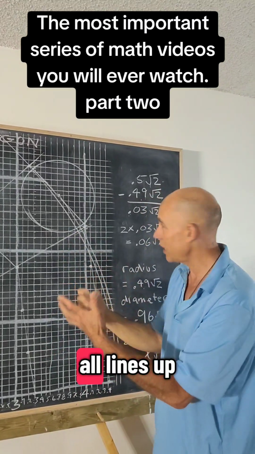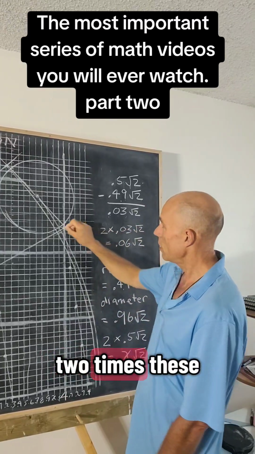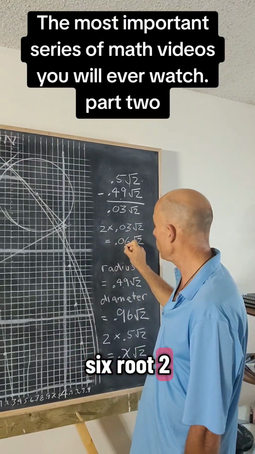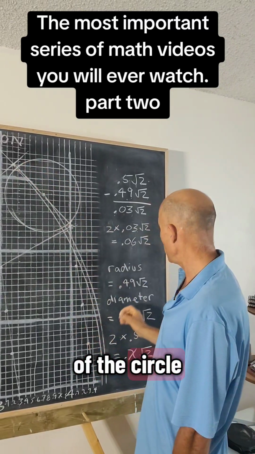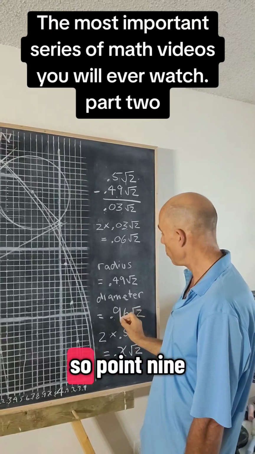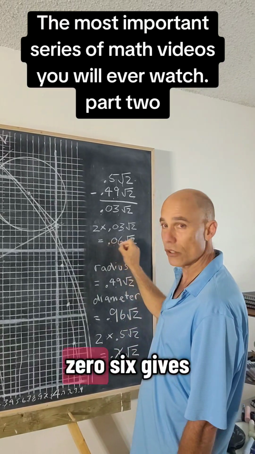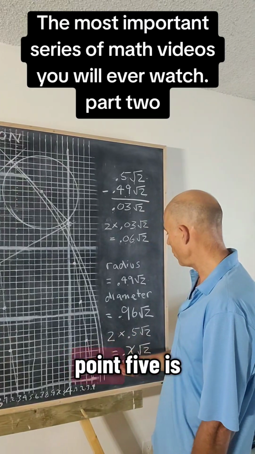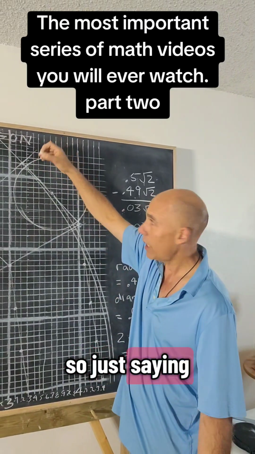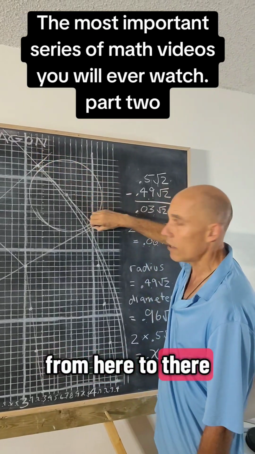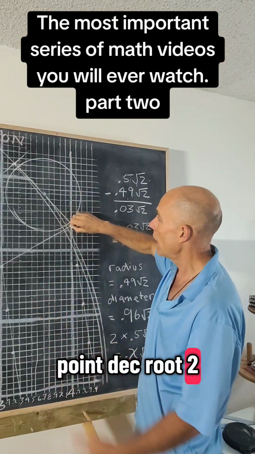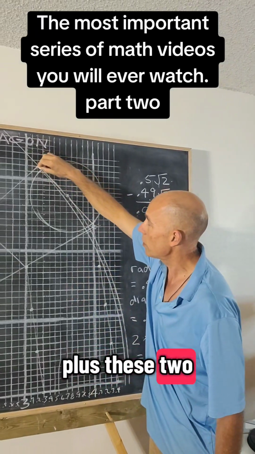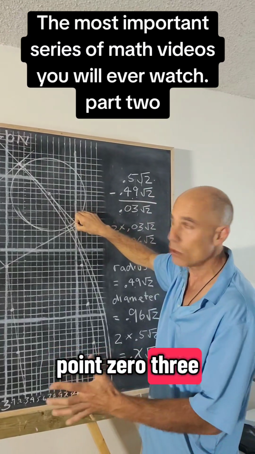So just to make sure that all lines up in our mind, 2 times these two gaps, 0.03 root 2, gives us a length of 0.06 root 2. The total diameter of this circle is 0.96 root 2, so 0.96 plus 0.06 gives us a length of 0.dec. So 2 times 0.5 is 0.dec. So just saying basically that length from here to there is the length of 0.dec root 2, and it's now made up of the diameter of this circle plus these two little sections of 0.03 root 2.